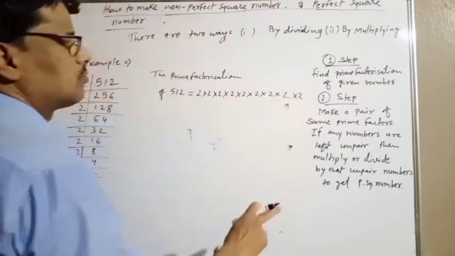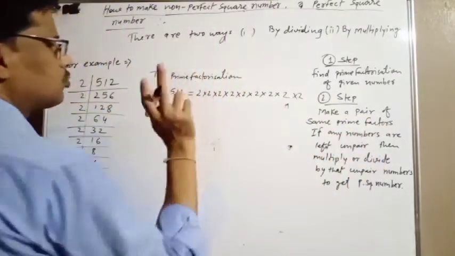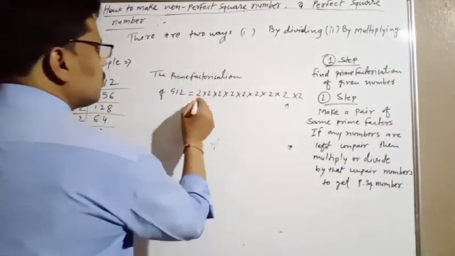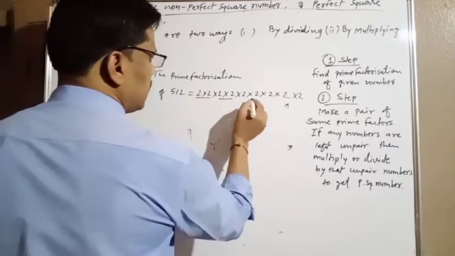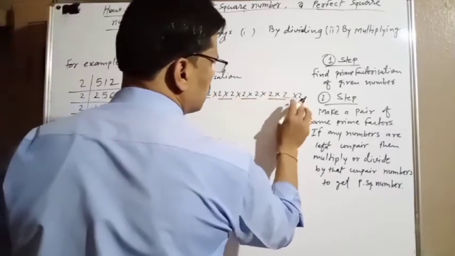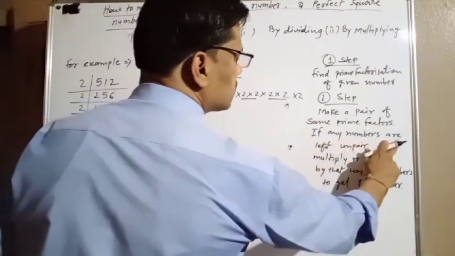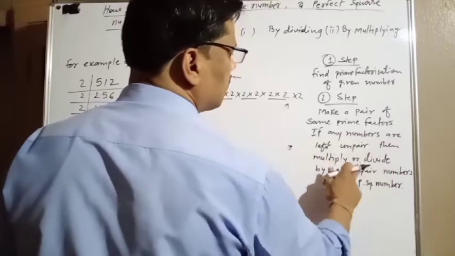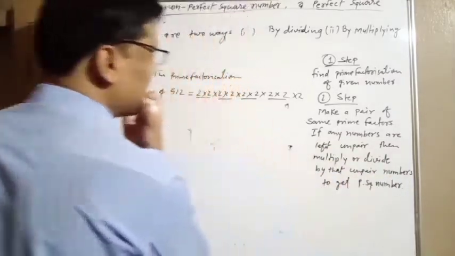Now in the second step, what do we have to do? Make pairs of the same prime factor. Pair means two together, one pair, second, third, fourth. Now one 2 is unpaired. If any number is left unpaired, then multiply or divide by that unpaired number to get a perfect square number.